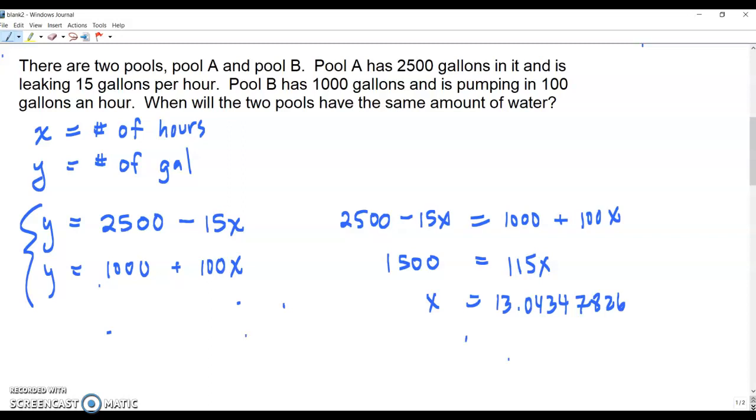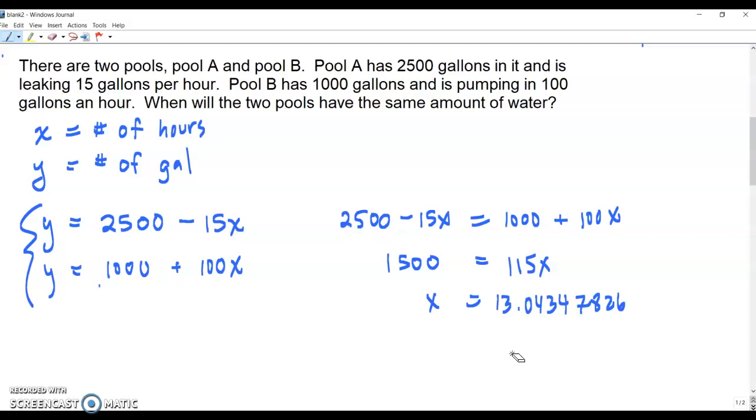If there was the follow-up question, how much water is in the pool when they're equal, I would simply plug that 13.04 number in for x in either of the two equations. But the problem is only asking me when the two pools will have the same amount, so I don't even need to answer that further question.